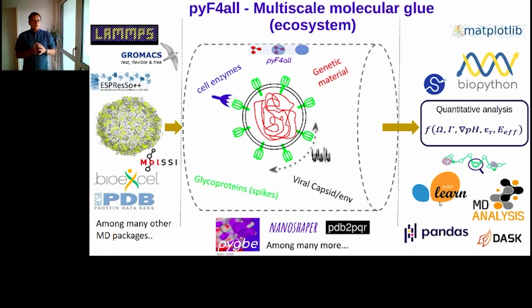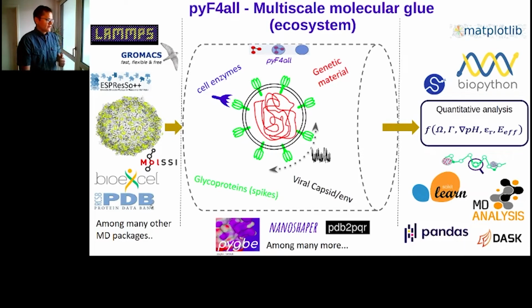So going back to Pi4All, Pi4All is like a multiscale molecular glue within the whole Pythonic ecosystem. So we have as an input, of course, the molecular dynamics trajectories from different packages, LAMMPS, GROMACS, ESPResSo, and so on. We can also, recently with the COVID pandemic, the Molecular Sciences Software Institute and BioExcel, for example, in Europe, they agreed to provide all the molecular simulation trajectories to share among scientists all over the globe.